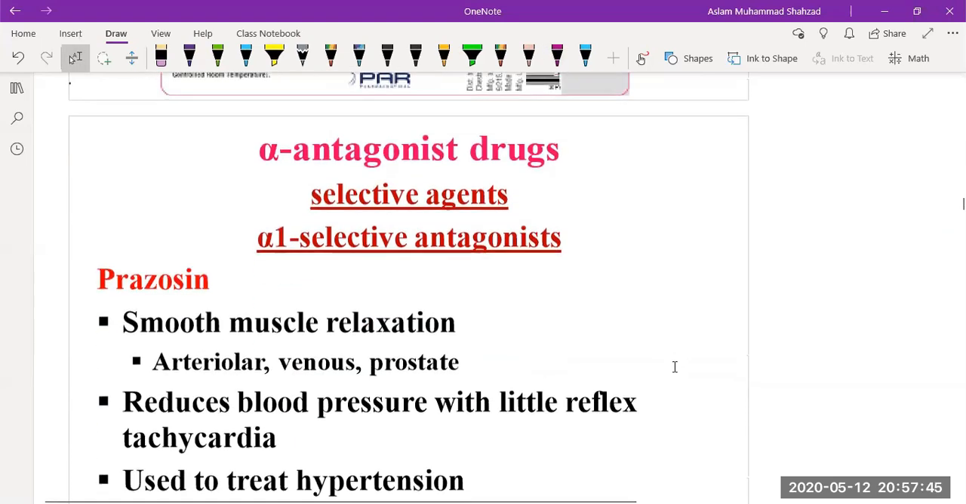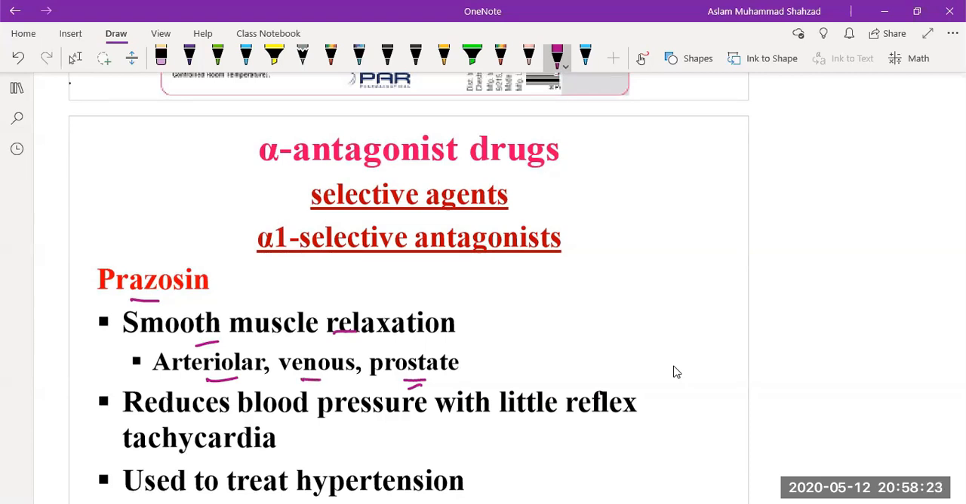Then we have selective agents such as alpha 1 selective, and the common example is prazosin, which acts on smooth muscle relaxation, and it is a drug of choice for prostate. And as we know that in prostate there will be smooth muscle constriction on the bladder, so the drug is responsible for relaxing the smooth muscles, and as a result it helps to improve the flow of urine. And it is also responsible for arteriolar or venous relaxation as well.